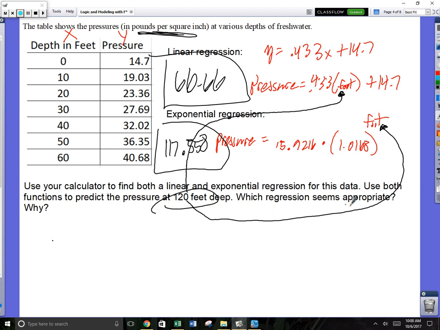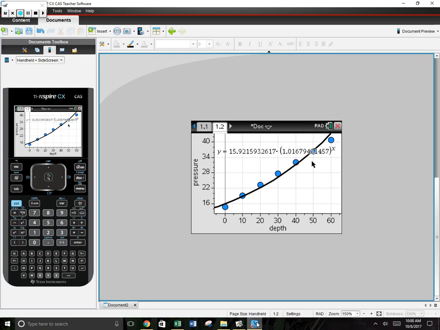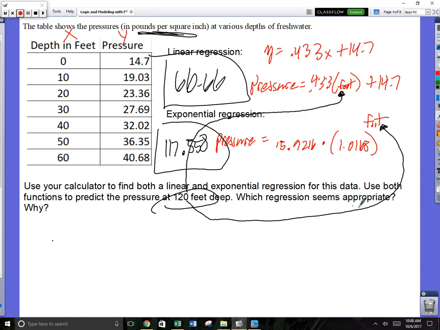Which regression seems appropriate? It actually is the linear one. This one does have a constant change every time. So the linear one's going to be a better model because every time it is changing by the exact same amount. It's changing by about 4.3. So from 14.7 to 19.03, every time you go 10 feet deep, it's changing 4.3 pounds per square inch in pressure.